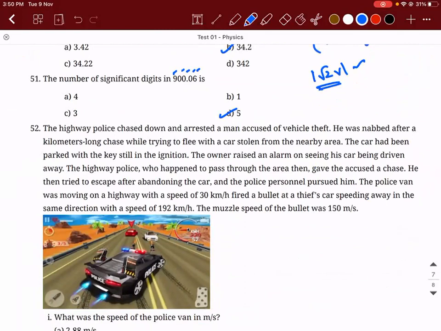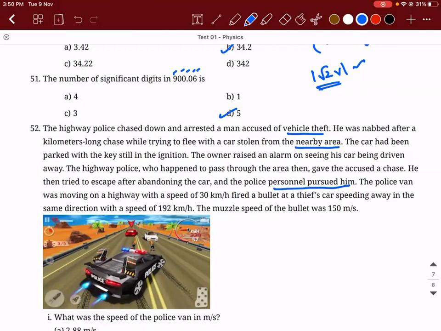The highway police chased down and arrested a man accused of a vehicle theft. He was nabbed after a kilometers long chase while trying to flee with a car stolen from the nearby area. The car had been parked with the key still in ignition. The owner raised an alarm on seeing this car being driven away. The highway police who happened to pass through the area then gave the accused a chase. He then tried to escape after abandoning the car, and the police personnel pursued him.